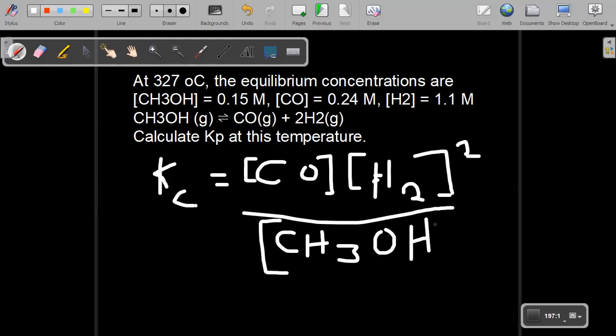Okay, so I believe we are all aware of that. We know how to write that. That's just about the K expression. So if you look at the concentration of carbon monoxide, it has been given to be 0.24. So I can substitute that there. So we have 0.24.